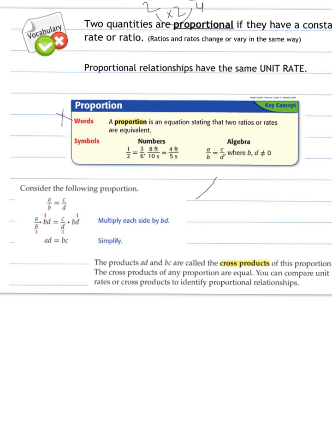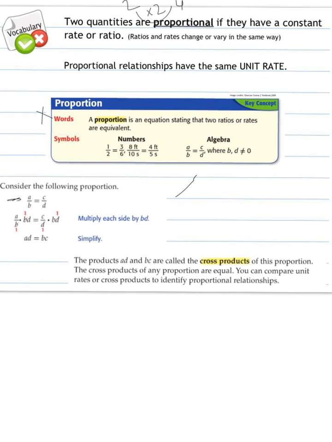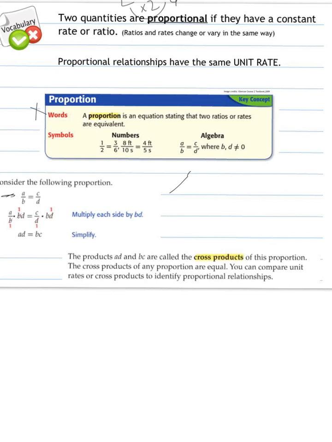Now, when we have a proportion, A over B equals C over D, and we multiply each side by B and D, our B's cancel and our D's cancel. When we simplify, we have AD equals BC. That's just showing you in algebra terms. The products AD and BC are called the cross products of this proportion. When we cross multiply like that, the cross products of any proportion are equal. You can compare unit rates or cross products to identify proportional relationships.